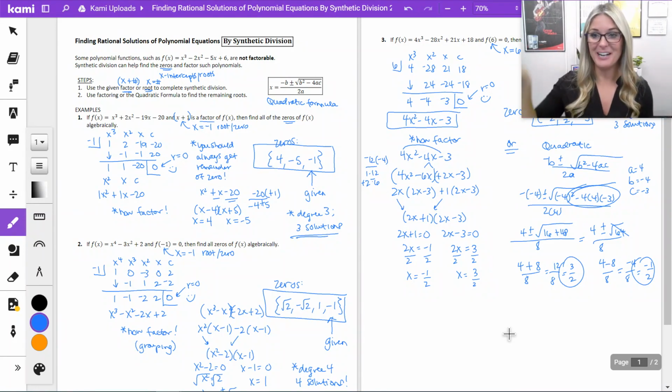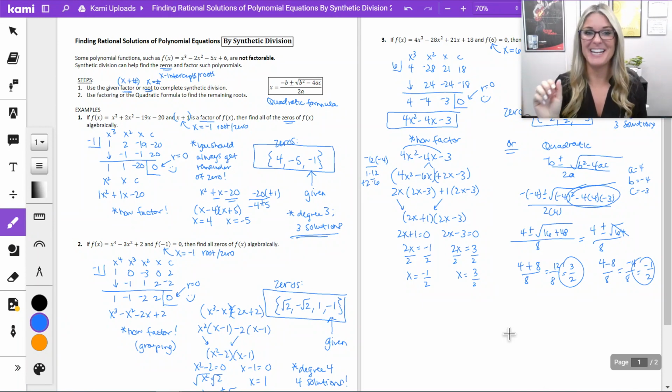We reviewed quadratic formula, we reviewed factoring, we learned synthetic division. So everything is coming back together, and that's just the nature of mathematics. We just keep building and adding skills that we've learned previously.